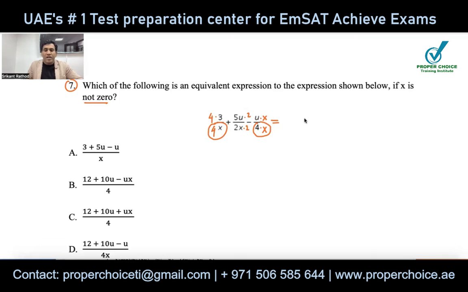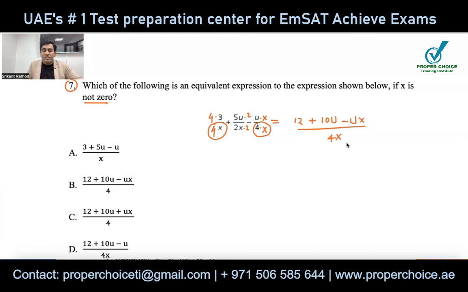Once you're done with that, what is left in the numerator? You have 4 times 3, which is 12, plus 5u times 2, which is 10u, minus ux. That is divided by the common denominator 4x. There is no need to write them separately, and don't add them. Just write it once, divided by 4x, which is the common denominator.